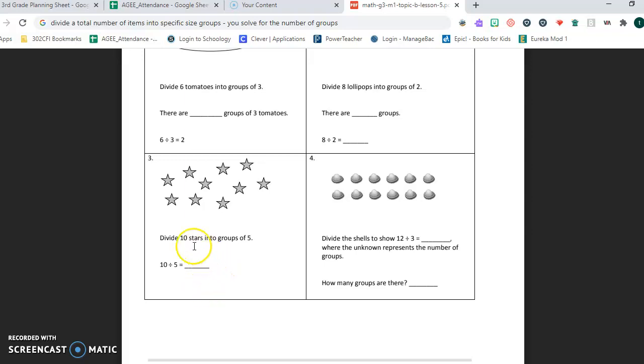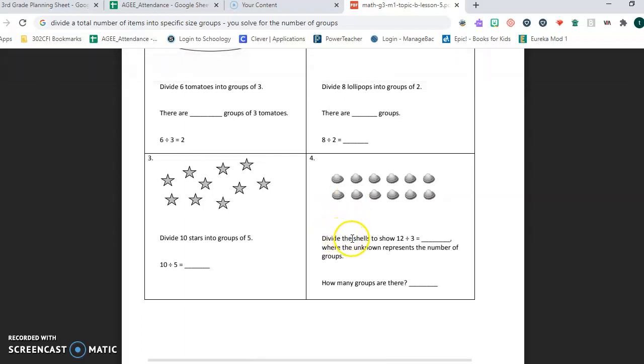I just want you to pay attention to how this is written. Division statements or division sentences, division equations is what I like to call them, and what I would encourage you to start calling them. They start with the total number of items, the whole, and then you divide it by either the number of groups or the number of items in a group. Today's lesson, you're focused on dividing it into a specific size group.